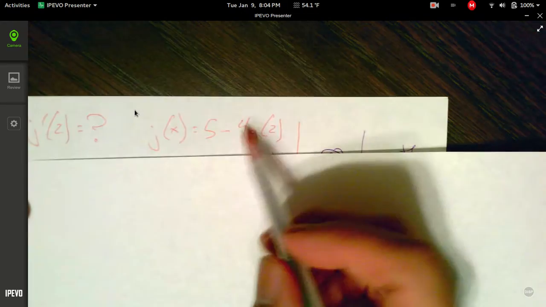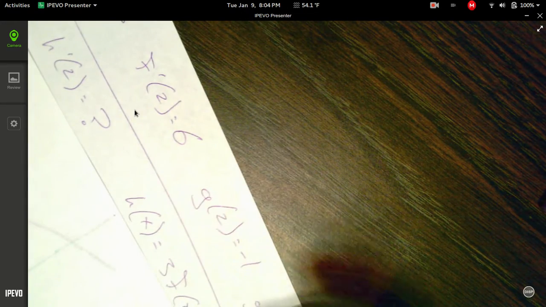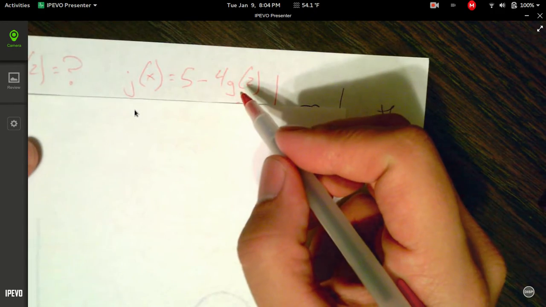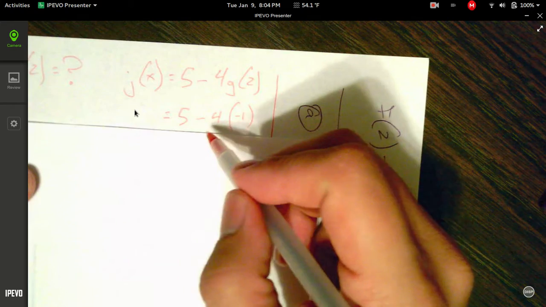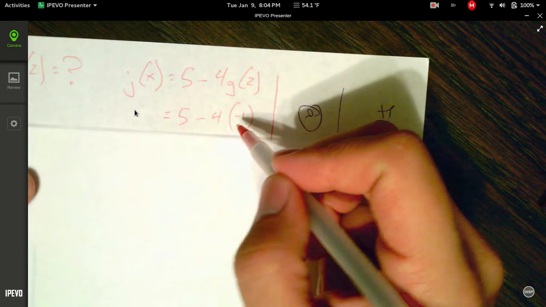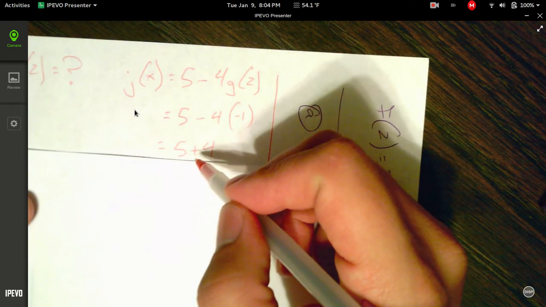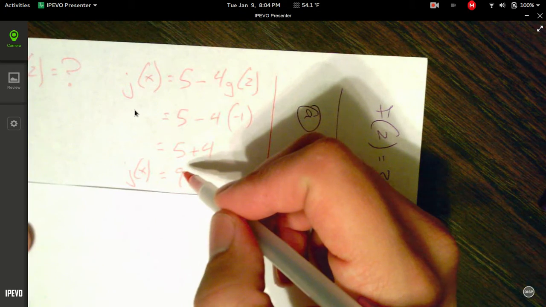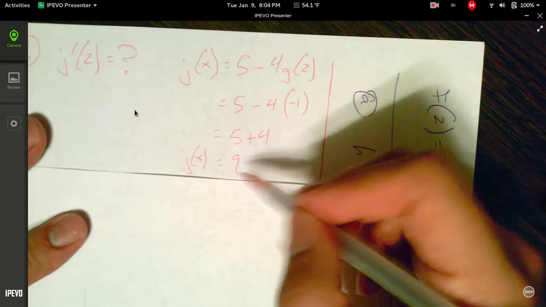We have the value here. We know that g of 2 is equal to negative 1 from earlier. So we can replace this g of 2 value with negative 1. That'll give us 5 minus 4 times negative 1, which gives us 5 plus 4, which is just equal to 9. Okay. The thing, though, is that this is a constant here.